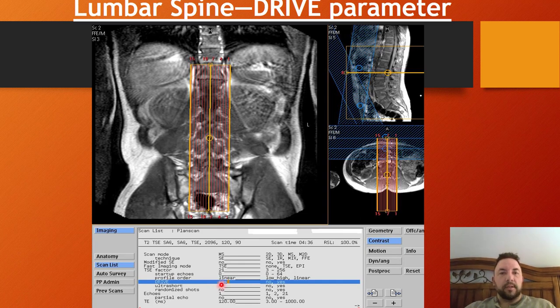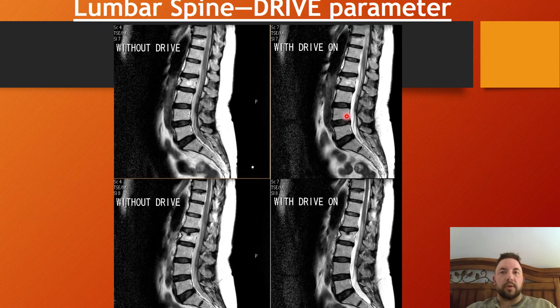So where we apply it, especially we see in turbo spin echo or fast spin echo applications, where we can achieve brighter signal from CSF, brighter signal from fluids. We also utilize this in MRCP applications as well. Take a look at the difference between the two. Without drive, take a look at CSF. It's kind of gray on this T2 weighted sequence. Turning drive on, this driven equilibrium pulse, now you have brighter signal from CSF.